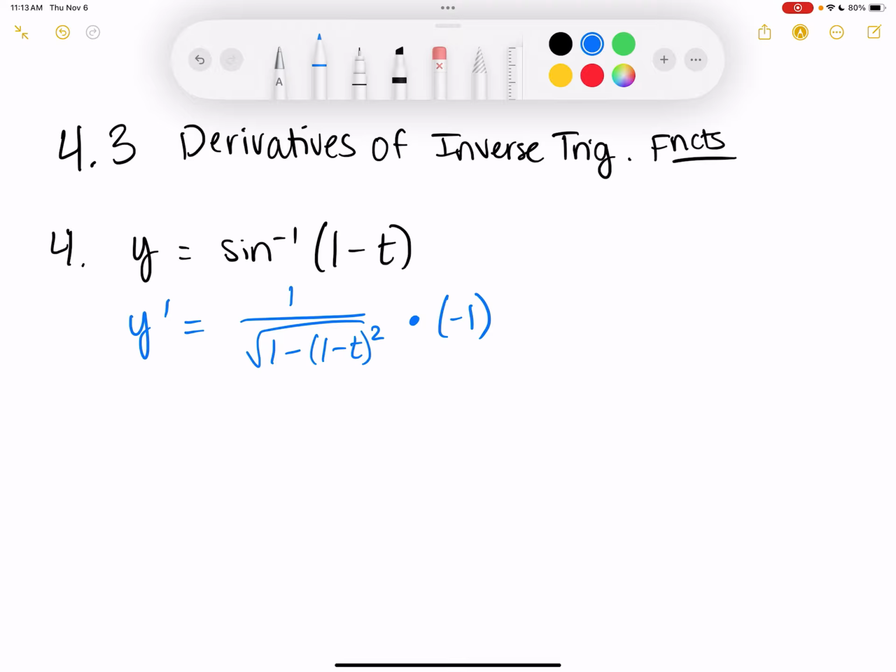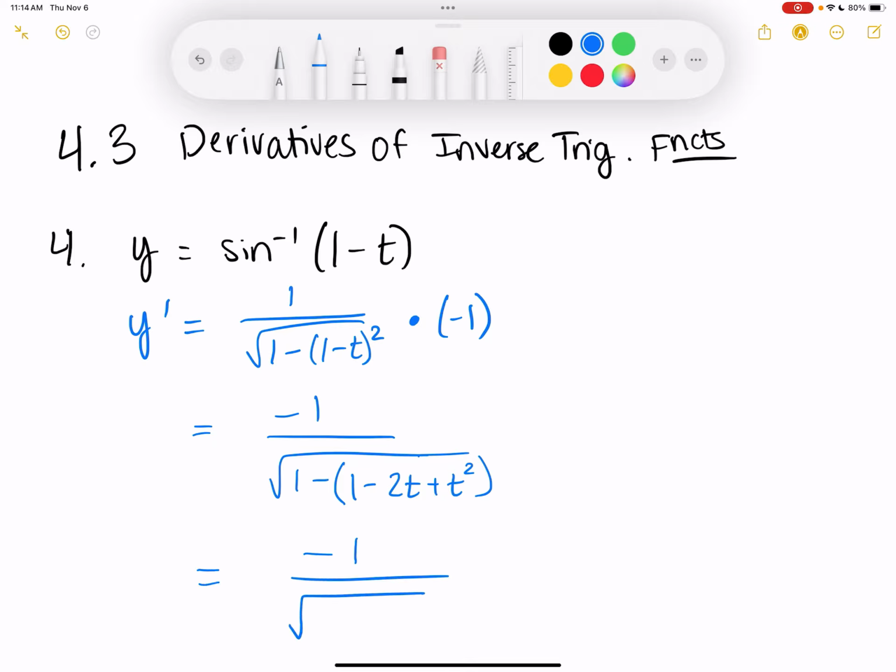So then I just need to simplify anything that's in here as much as possible. And so I would end up with -1 over the square root of 1 minus, and then this would be a perfect square trinomial, so 1 minus 2t plus t squared. And then I just need to fix the signs with this negative. So I'll end up with 1 minus 1, so that part just goes away. So I've got -1 over the square root of 2t minus t squared once I simplify it.